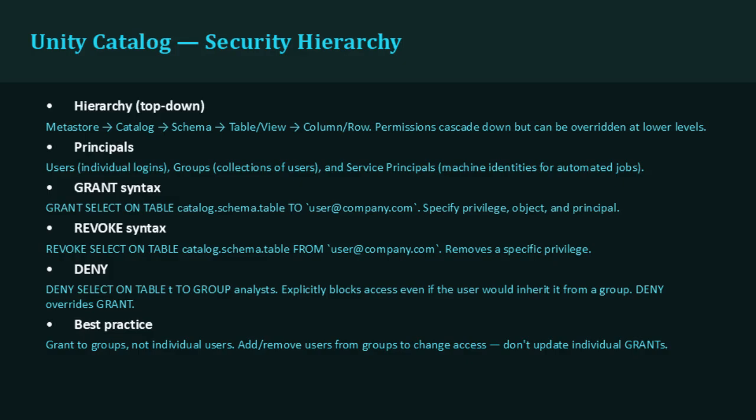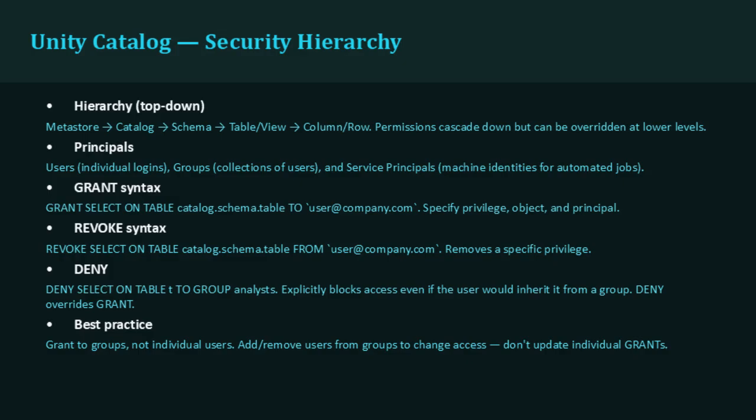Now let's look at how Unity Catalog structures permissions. The hierarchy runs top-down: metastore, then catalog, then schema, then a table or view, and then finally a row or a column. Permissions cascade down, but they can be overridden at lower levels. Principals come in three types: users, which are individual logins; groups, which are collections of users; and service principals, which are machine identities used for automated jobs.